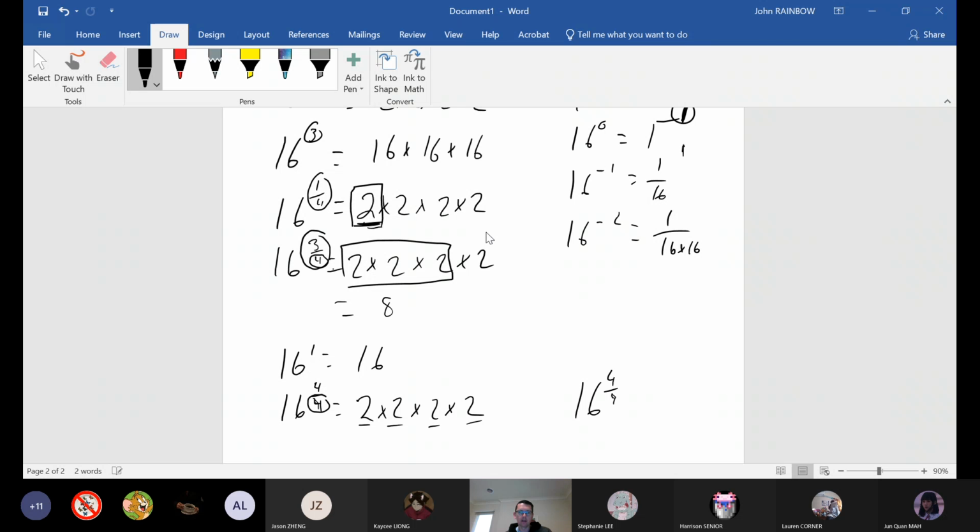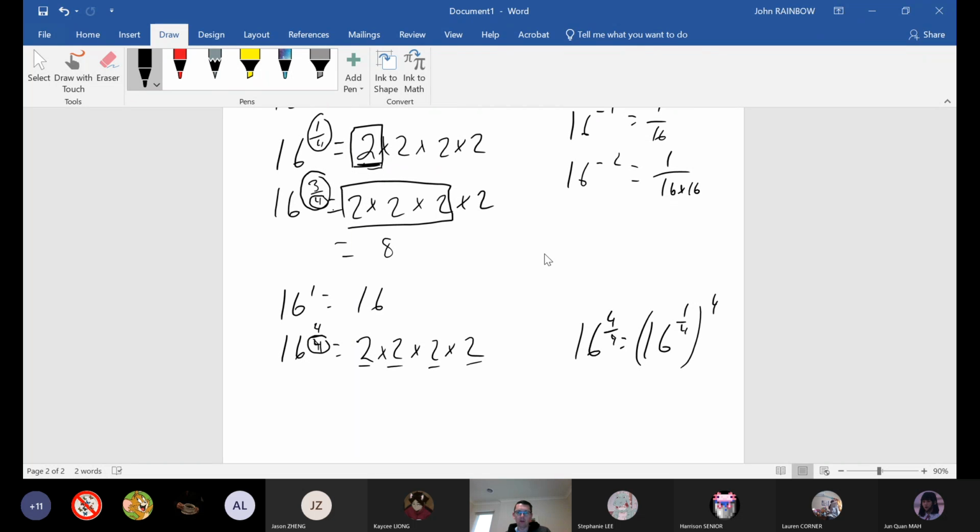If we have to do this, we're going to do the cube root of 16 and then cube it. Don't forget. Oops, I skipped a step. Let me just do that again. We actually are going to do 16 to the power of a quarter, which is the cube root of 16, and then to the power of 4. So what we find is we actually do that, which tells us that it's 2. And then we cube it.